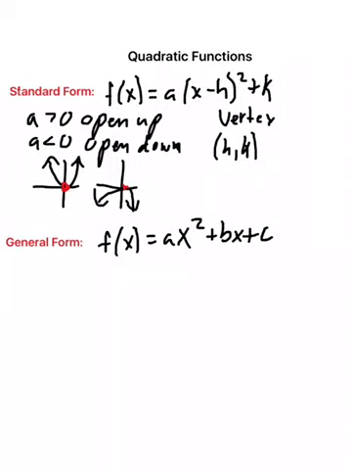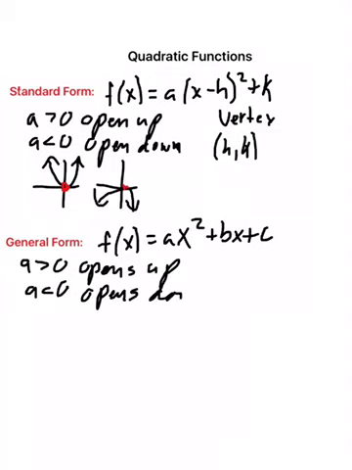If we look at the general form of a quadratic function, f of x is equal to ax squared plus bx plus c, the a's work exactly the same. If a is positive, the function opens up. If a is negative, the function opens down. What's a little bit different is the vertex. It takes a little bit more work to find the vertex. The vertex is going to be the point negative b over 2a.